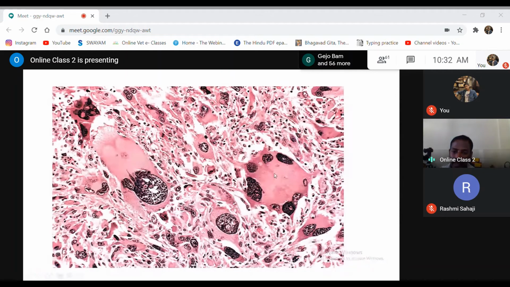So you can find here, this is a very large cell. See, this is one nucleus. See, this is one cell. Are you able to see the cursor?